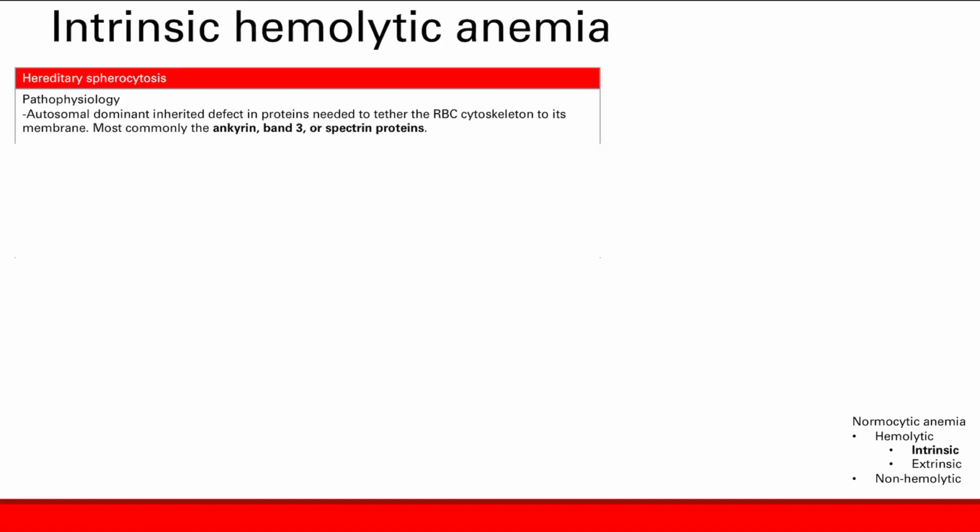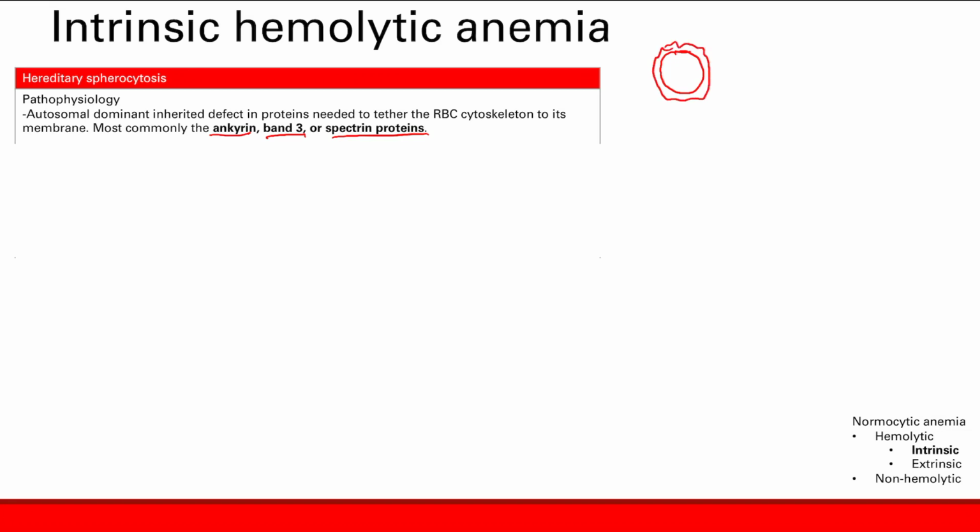Finally, our last one that we're going to talk about is hereditary spherocytosis, an autosomal dominant defect in proteins needed to tether the red blood cell cytoskeleton to its membrane. Most commonly, the proteins that are defective are ankyrin, band 3, or spectrin. You also want to memorize these: ankyrin, band 3, or spectrin. So your red blood cells have a nice little cytoskeleton, and then a nice membrane here.